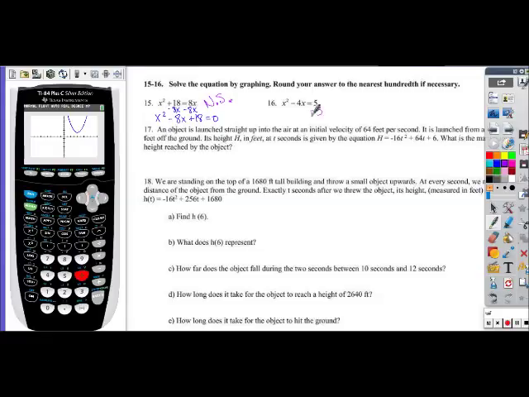I'm going to have to set this other one equal to 0. So we have x squared minus 4x minus 5 equals 0. So I'm going to go back to the y equals, plug that in, minus 4x minus 5, graph it.